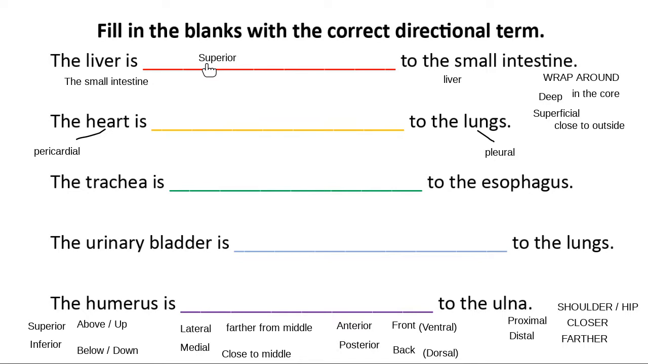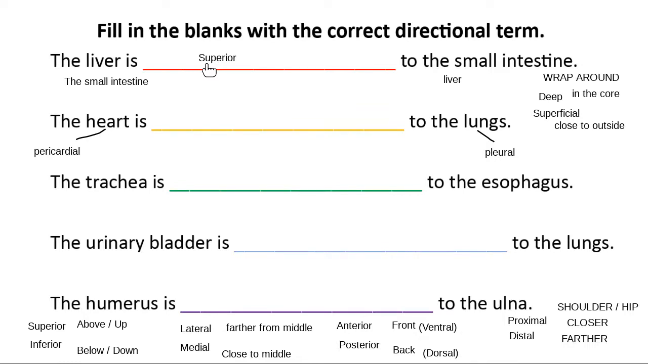Remember, too, that when we were working on these statements, I told you find the simplest possible way to compare these organs or these bones to each other. What's the most obvious way? Like if I had my 4-year-old look at the picture, what is she going to say? Well, she's going to say that the liver is above the small intestine. Based on that fact, we're going to say that the liver is superior to the small intestine.